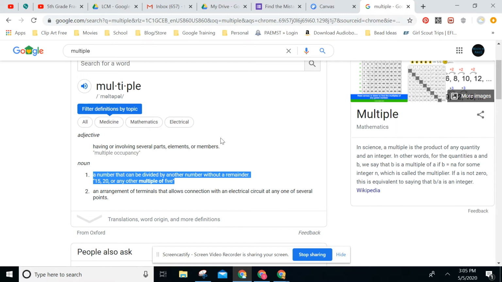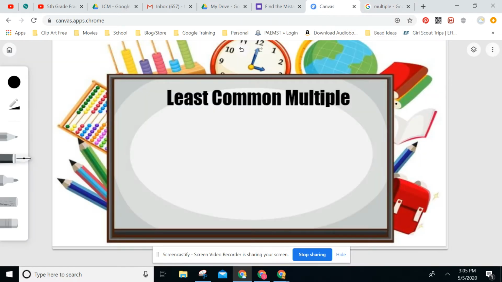Now, you've been doing this since you were in kindergarten. You learned how to skip count by twos, you learned how to skip count by fives, and you learned how to skip count by tens. All of those are exactly what you do to find multiples.